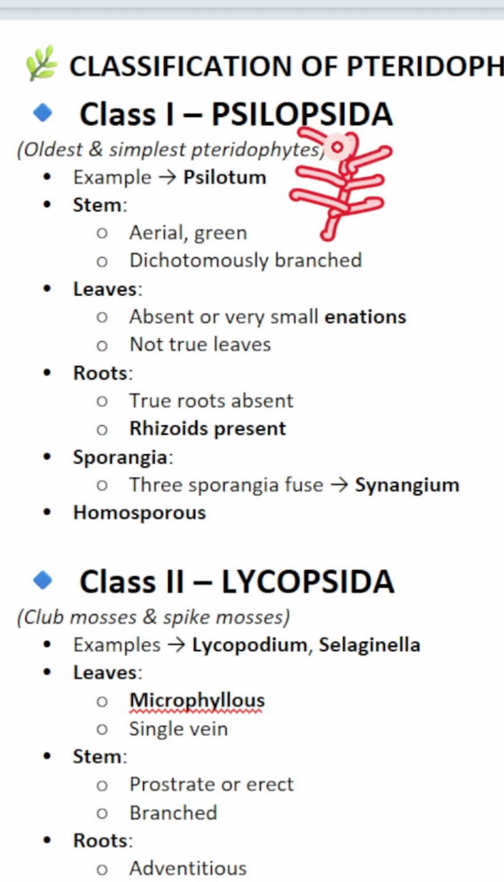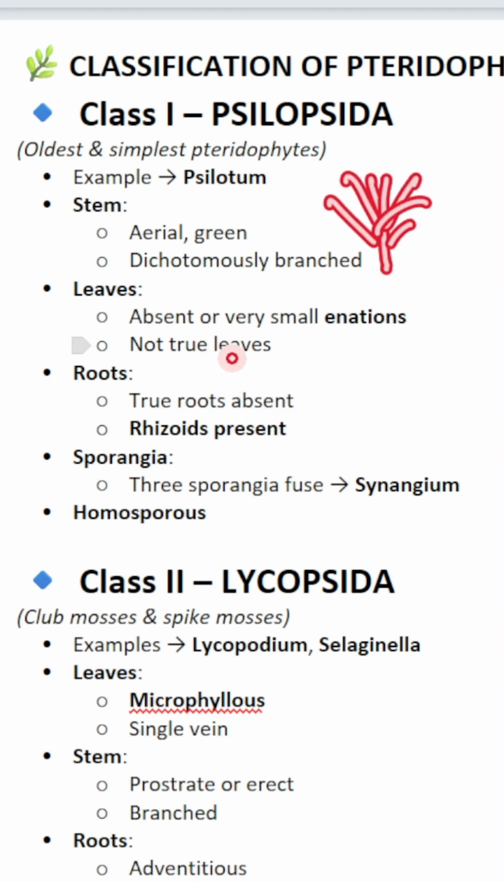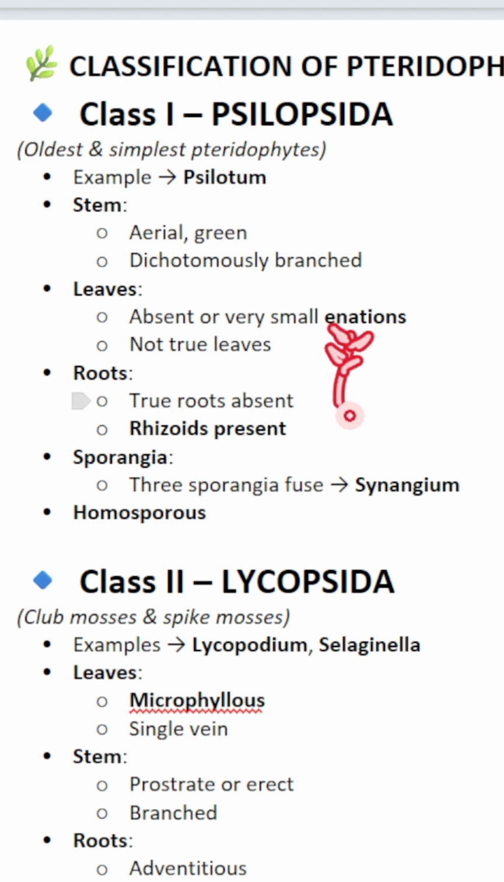These are dichotomously branched, like this. And the leaves, normally we don't find any leaves. They are absent, or if present, they are very small, bird-like in appearance. These are not true leaves; there are no true leaves present.